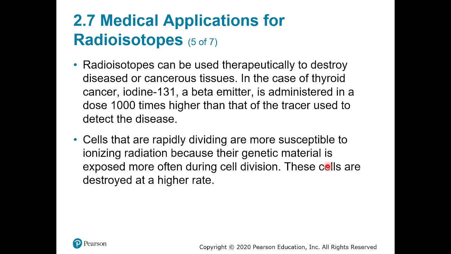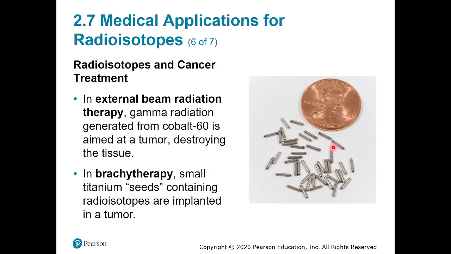All right. So let's go ahead and talk about some more on radiation and external beam radiation therapy. This is where you use gamma radiation, typically generated from cobalt-60. We aim that at a tumor to destroy the tissue. Typically, this has a 3-beam setup. Anybody know why you'd want to do multiple beams instead of one?